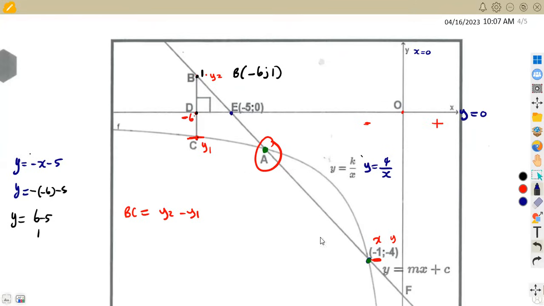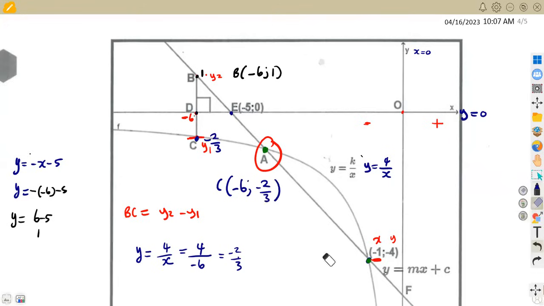So the value of y at point C is going to be taken from the curve 4 over x. Our x at this point is -6, so it's 4 over -6, which is -2/3. So at this point y is -2/3, or you can take it as point C where x is -6 and y is -2/3.